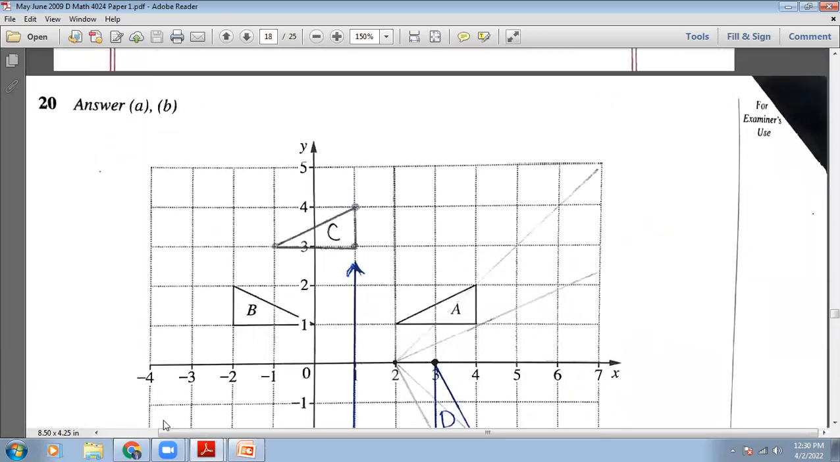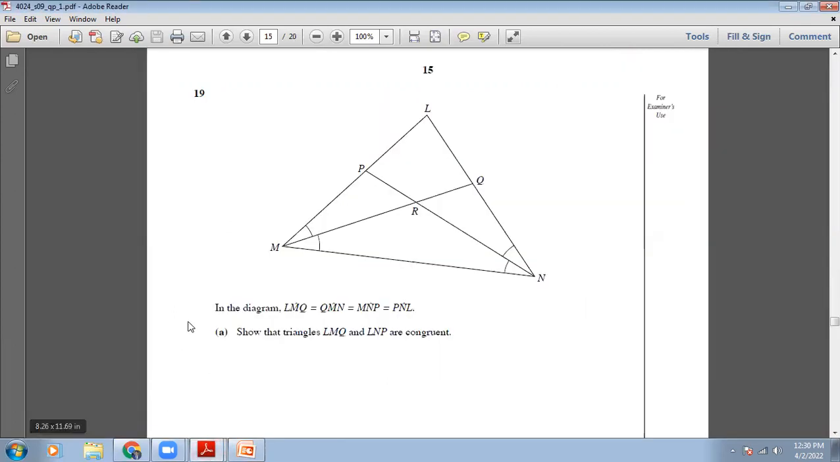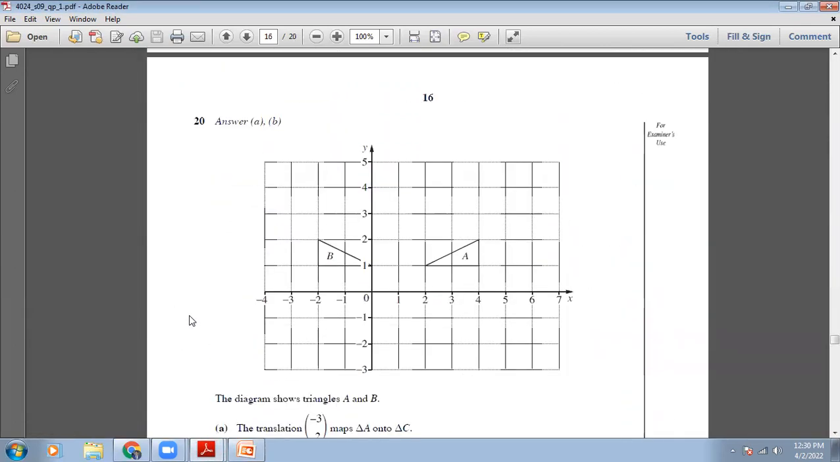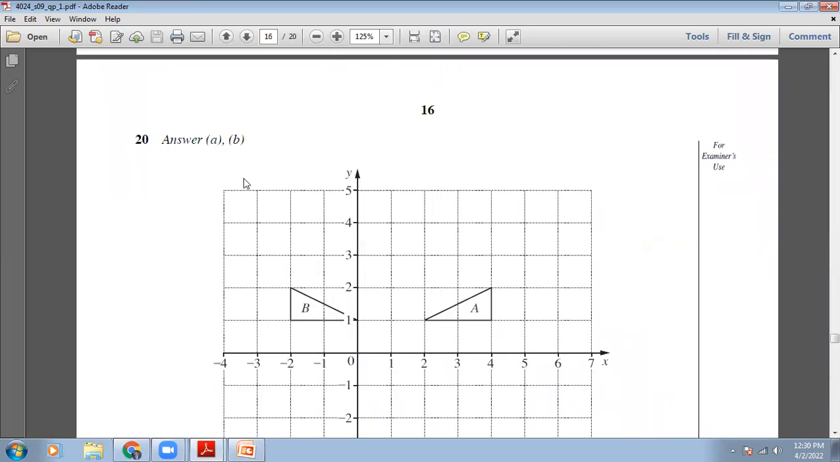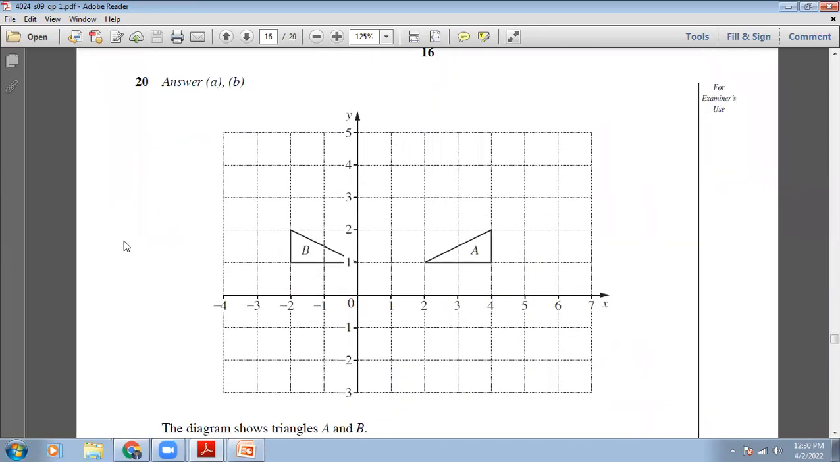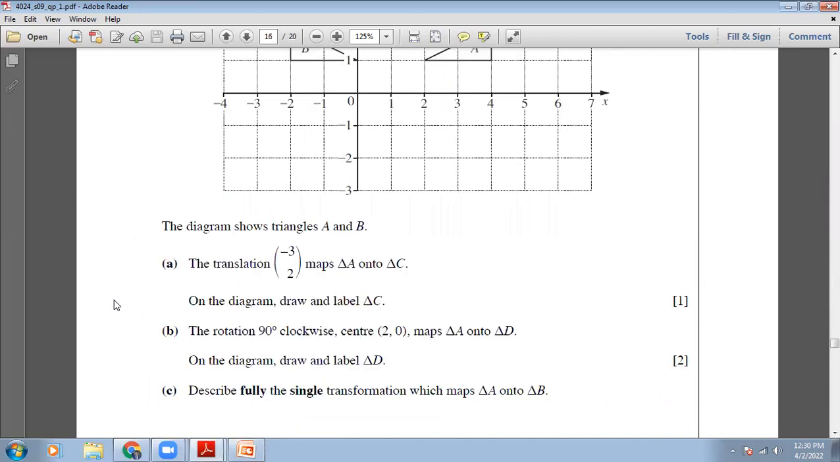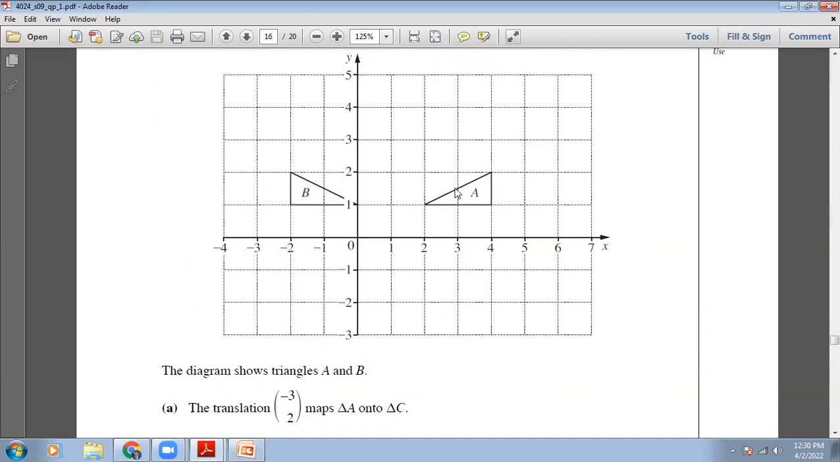Okay, so we are going to the next question. The next question coming up on your screen is question number 20. Here two triangles are A and B. He says the diagram shows the triangle A and B. The translation (-3, 2) maps the triangle A onto triangle C. On the diagram, draw and label triangle C. So the translation matrix is (-3, 2).